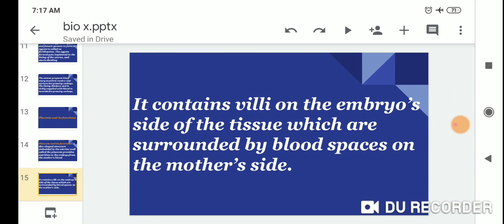It contains villi on the embryo's side of the tissue, which are surrounded by blood spaces on the mother's side.